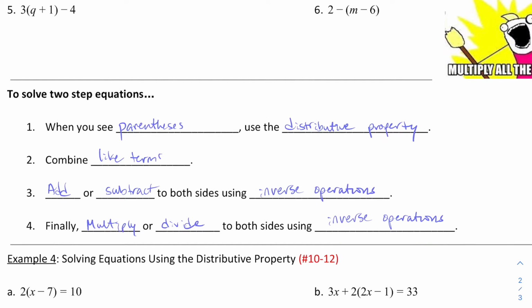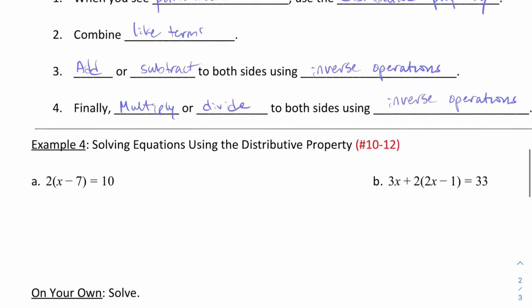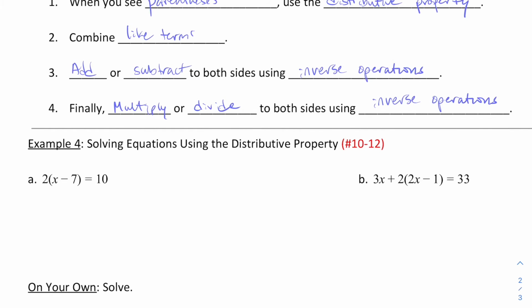So let's apply this a little bit with the next example. So step 1, I see parentheses. That means I'm going to use the distributive property. So let's use it. So I get 2x minus 14 equals 10. Do I have any like terms on the same side of my equal sign? Doesn't look like I do. So now let's add or subtract to get rid of all the fluff. I have a negative 14, so I'm going to add 14. So I get 2x is equal to 24. Finally, I have to divide by 2 because it's 2 times x. So x is equal to 12.